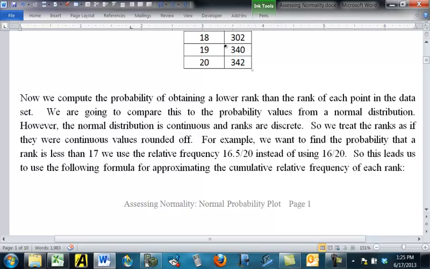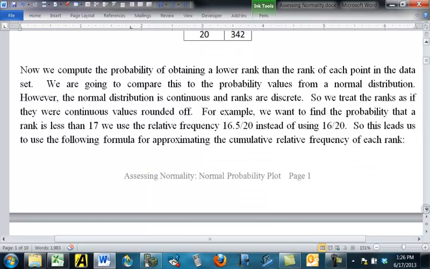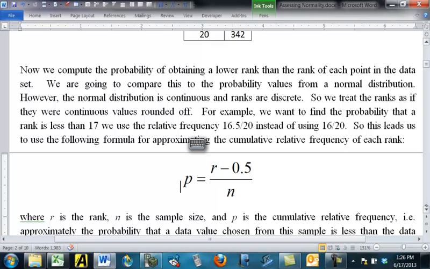So we're going to find a cumulative relative probability associated with this number based on its rank. So in other words, if we want to try to find the one that goes with say 340 here, we're going to go for not 19 but 18.5 and take 18.5 over 20, and that's going to be the relative frequency we want to work with. This adjusts for the fact that we have a continuous distribution on the normal side, but this data set is actually discrete.